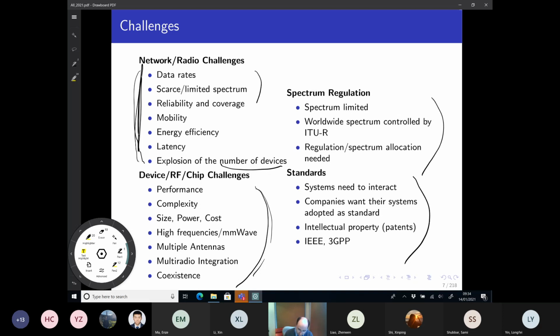Right, so standards, you have IEEE, you have 3GPP, those are really the big ones. For instance, Wi-Fi comes from IEEE. This is the Wi-Fi, and you have many others. With 3GPP, you have all those 4G, 5G, and so on.